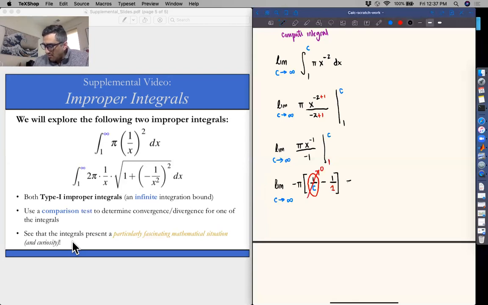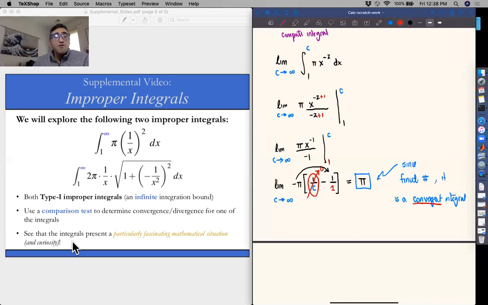So at the end of the day, what this integral turns into for us is negative pi, after we distribute this in, times a negative 1. So this integral turns out to be pi. All right, and since this is a finite number, we get to call this convergent. So it's a convergent improper integral.